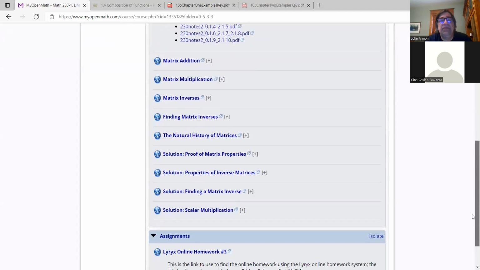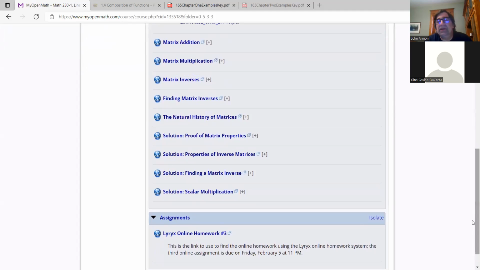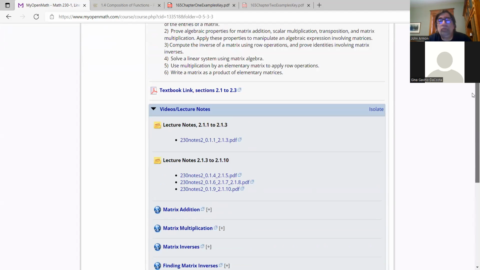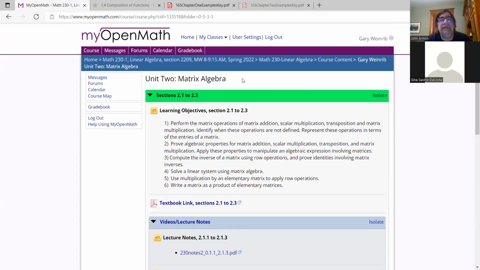And then some videos for the different types of matrix operations and applications that we're doing in this particular section. So addition, multiplication we're talking about now. Inverses come later. Scalar multiplication is also something we're doing right now. So that's where you can find all that.